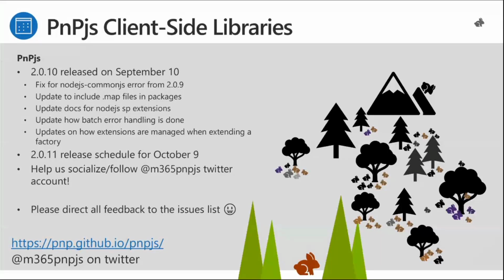And as always, you can follow M365 PnP JS on Twitter. Thank you to everybody that helped contribute to the 2.0.10 release with reporting the issues and so forth. You can always direct all feedback to the issues list there, and use pnp.github.io/PnPjs for your docs. And that's our client-side update.